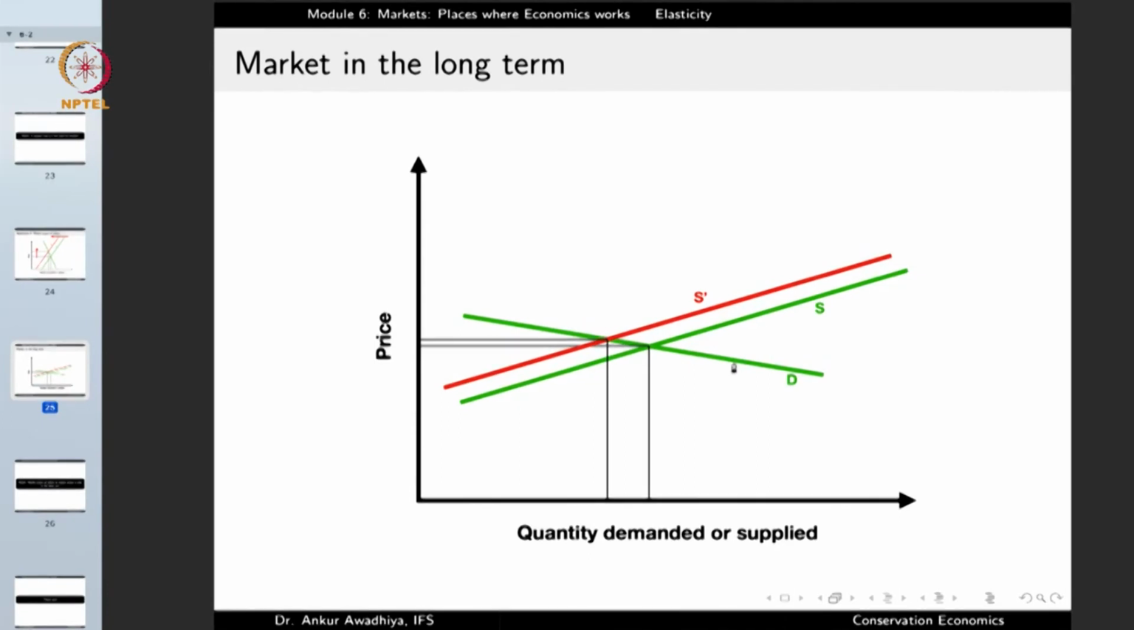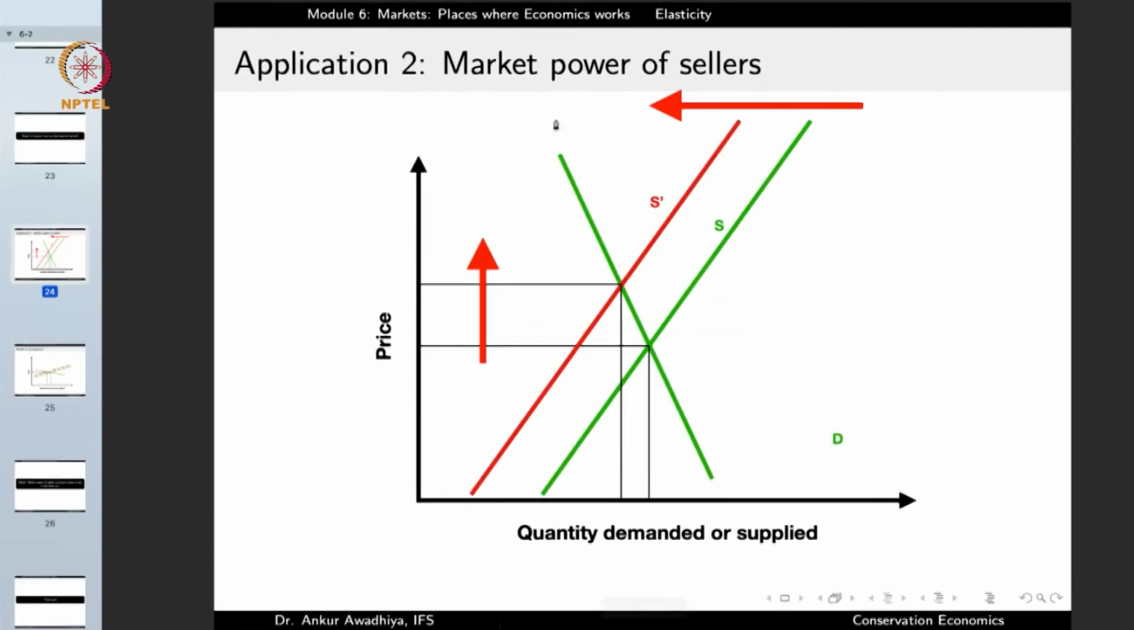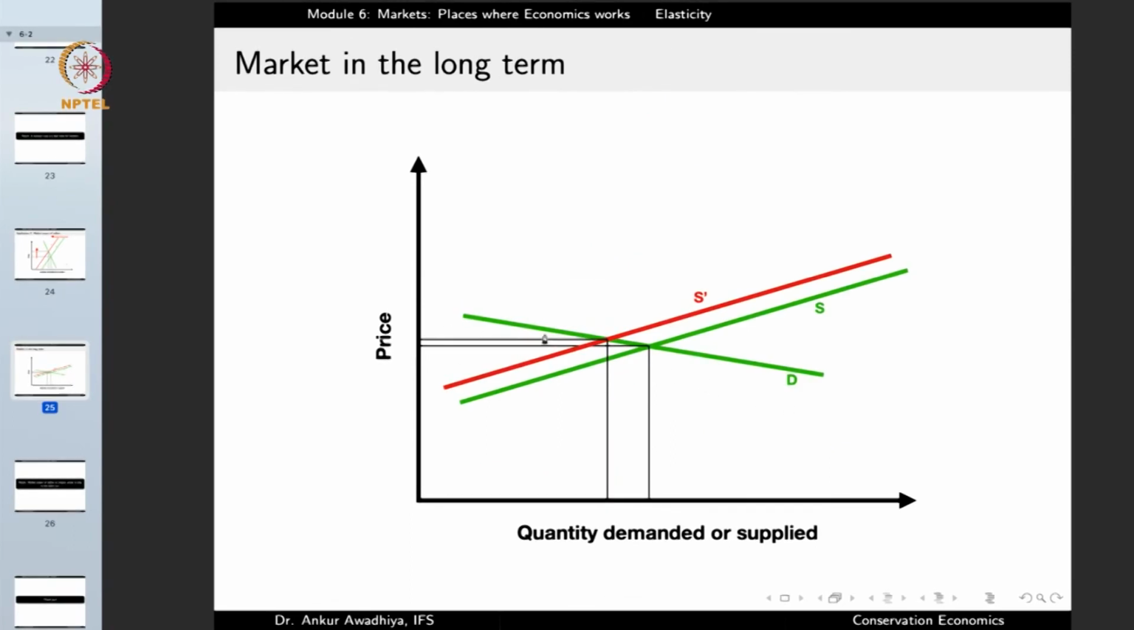And an elastic demand is shown by this curve, which is not that much vertical as we were having in this case. So here it is a pretty vertical curve, and in this case, it has become very much flatter.